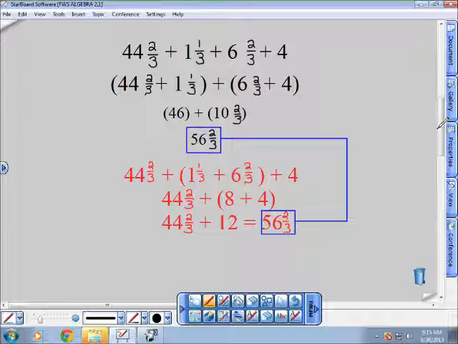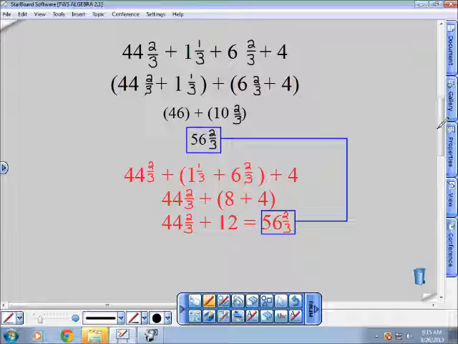Okay. Now, what if I associate differently? Notice here I associated the first two and I associated the last two. Okay? Well, what if I do it differently? What if the middle two want to associate? So I can keep my 44 2/3. What is 1 1/3 plus 6 2/3? 6 plus 1 is 7, and then 2/3 plus 1/3 make a whole, so it's 8, okay?